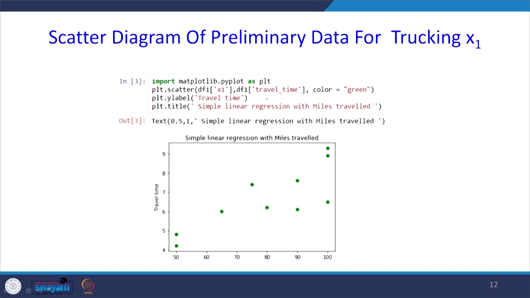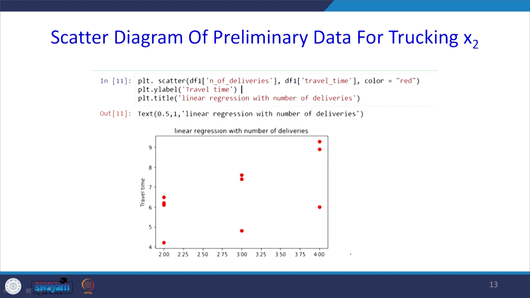Before going to regression, first we have to have an idea whether there is any connection between this independent variable x1, miles traveled, and the dependent variable travel time. So, the first step is to draw the scatter plot. Import matplotlib.pyplot as plt. I am drawing the scatter plot of df1, x1 on the x-axis, travel_time on the y-axis, in green color. The label is travel time. There seems to be some relation between miles traveled and travel time. Obviously, when the miles traveled is more, the travel time also will be more. This is between one independent variable and one dependent variable.